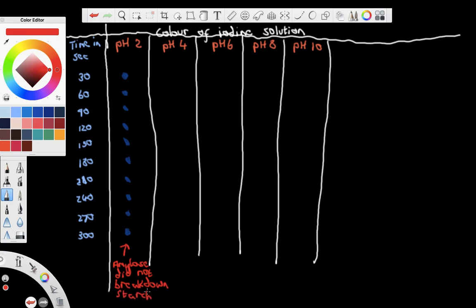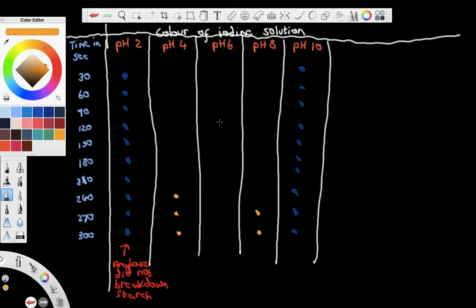Now what we would find with your results is that you would get the same over here. At pH 10, you would probably get the same results. You would get exactly the same results. However, around these areas, you would start to find that you would get some starch being broken down, okay?